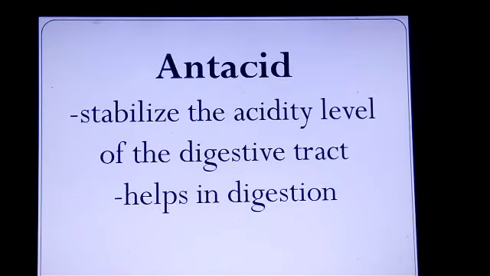Antacid. Antacids are substances that stabilize the acidity level of the digestive tract, especially the stomach. So it helps in digestion. One example of antacids are Maalox and Kremil S.